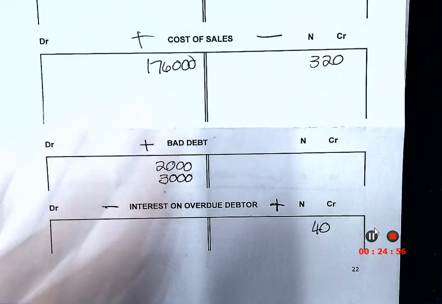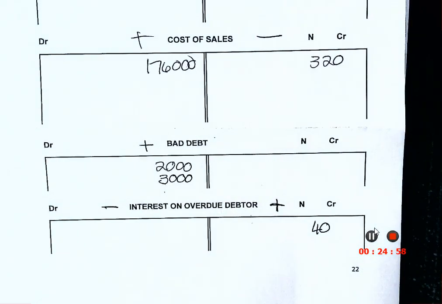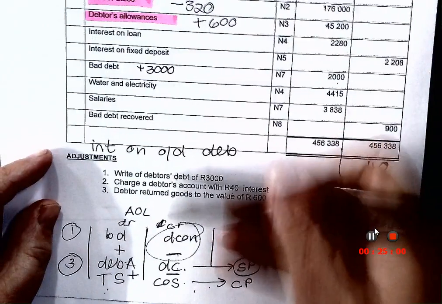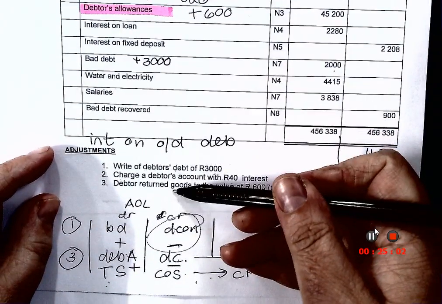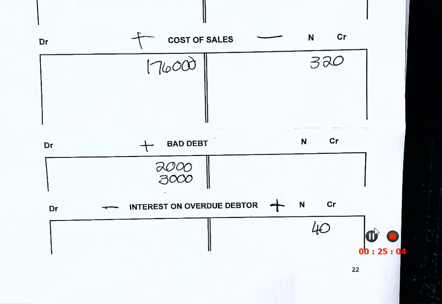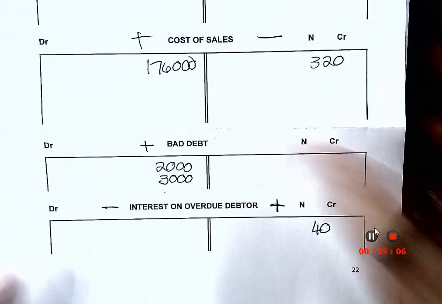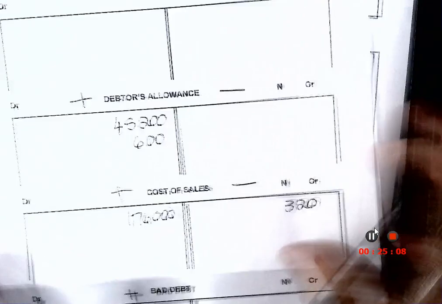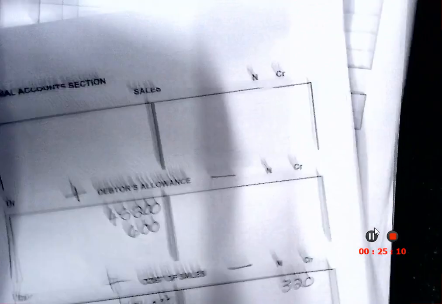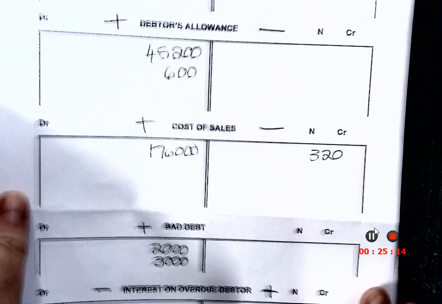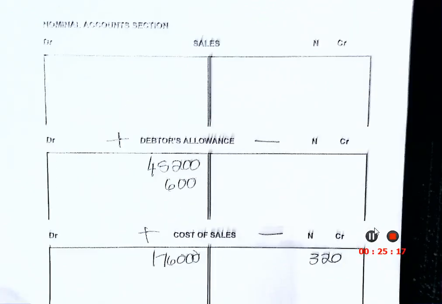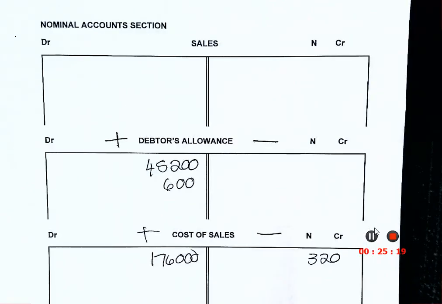Okay. Now I see that was the only transaction. So I can literally now go and start with my closing transfers. My closing transfers works like this. What is step 1? I close debtors allowance to sales.